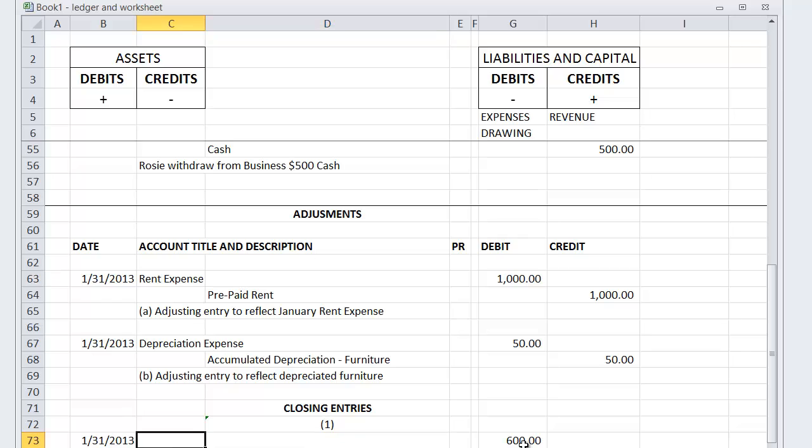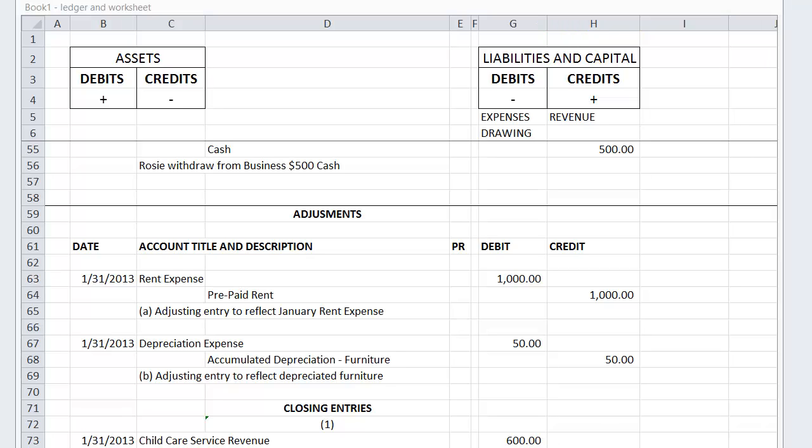And we're going to put here child care service revenue. Again, we're just following the rule. We're closing out child care's revenues to income summary. So in order for us to have this equal, we're going to have to credit $600 somewhere else, right? And that's going to be income summary.